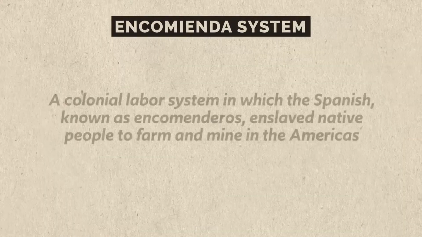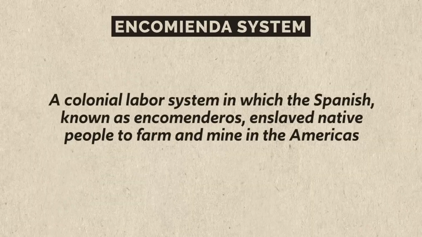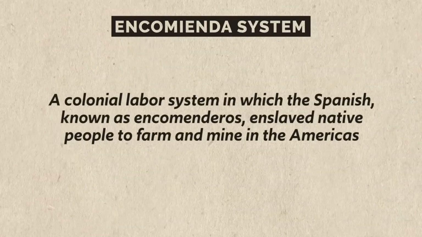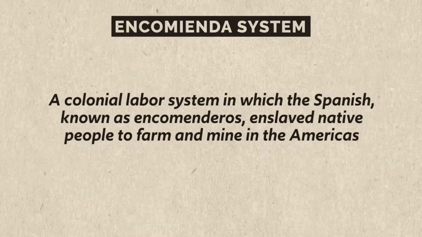So in order to harness all that agricultural ambition, they introduced something called the encomienda system. This was an economic system whereby Spaniards forced natives to work on their sprawling plantations and extract gold and silver in other locations. And the Spaniards found that this system benefited them for a while, but they did start having problems.